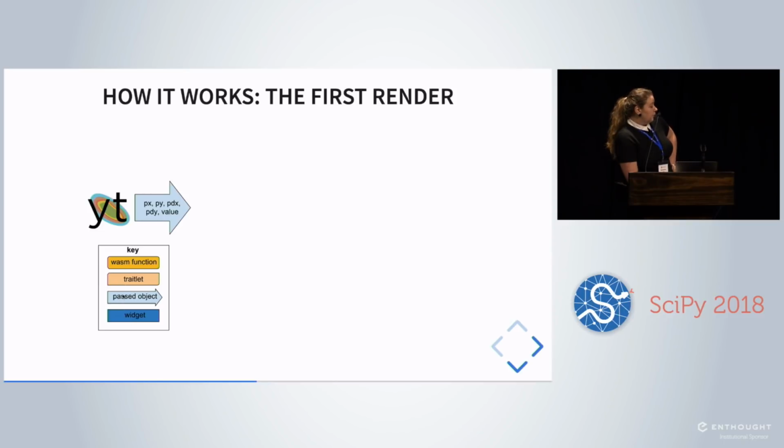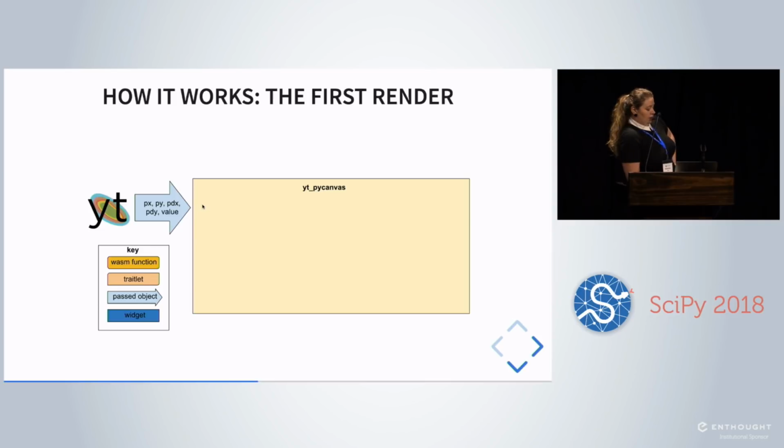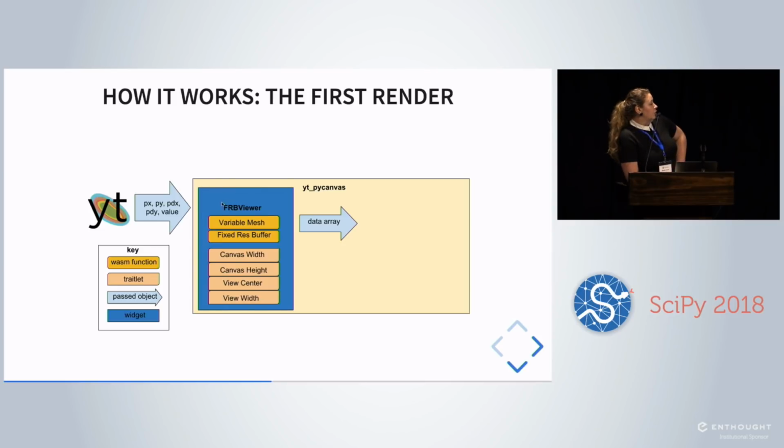Then we're going to pass this in to our widget. It's called yt PyCanvas. And all of those arrays are going to go into a widget called the Fixed Resolution Buffer Viewer. This has two custom WebAssembly modules. There's a variable mesh, which is the data structure we store all of the data in. And then there's a fixed resolution buffer, which is like the view of the data that we're interested in. So we pull that little chunk out. The variable mesh isn't going to change after we've uploaded the data.